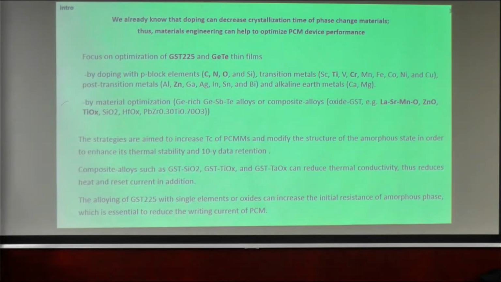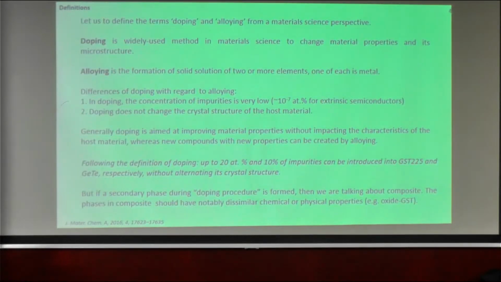So now some terminology: what is doping and what is alloying, and how they can be distinguished from each other. Doping, as I said, is widely used in the microelectronic industry, and it's aimed to change material properties and microstructure. Alloying is the formation of a solid solution of two or more elements, one of which is a metal. For example, germanium antimony telluride is an alloy.